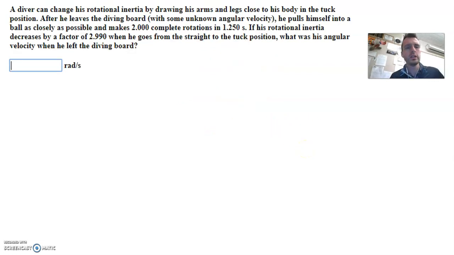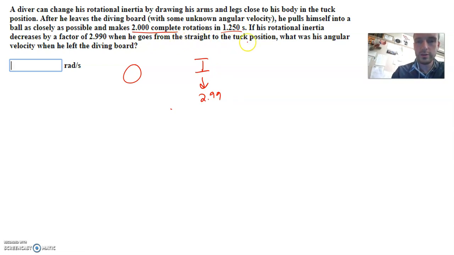A diver can change his rotational inertia by drawing in his legs. All right, so they're going to leave, pull himself into a ball and make 2 rotations in 1.25 seconds. So that's like the tucked position. The rotational inertia decreases by a factor of that. So the rotational inertia is going to go down by a factor of 2.99 when he goes from the straight to the tucked position. Okay, what was his angular velocity when he left the diving board?